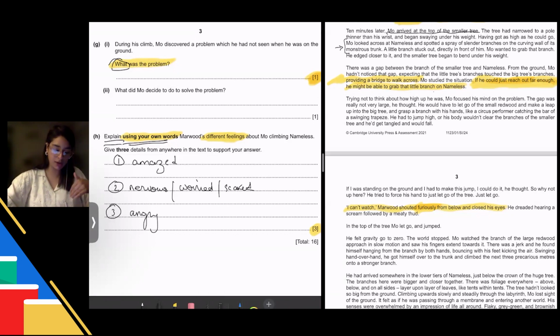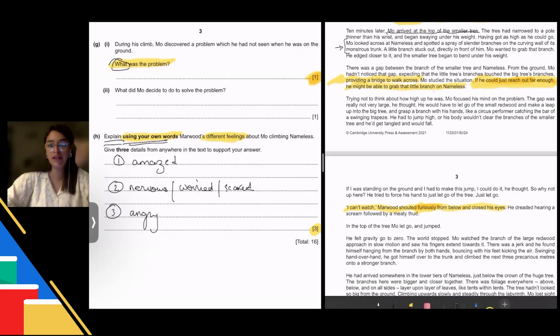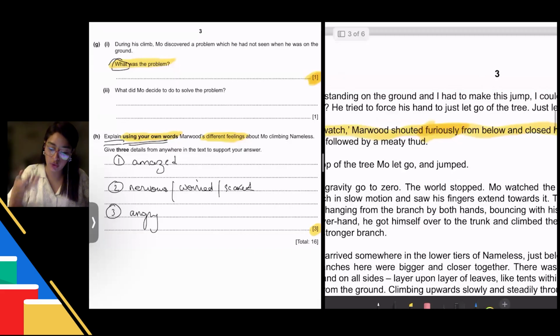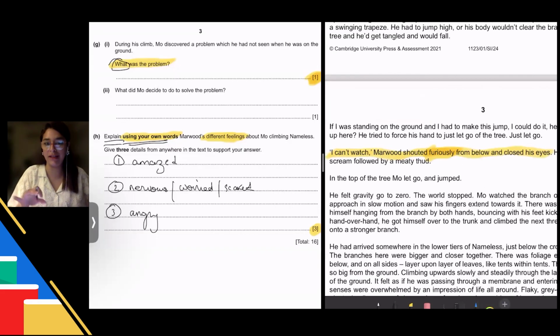So if you're given a 3 mark question highlighting the details about someone's feelings within the text, you have to basically talk about how these feelings are changing. So it starts off with something and towards the end it changes. There are more details that we can actually highlight. For example, the idea of how Marwood closes his eyes shows us that Marwood does not quite believe that this is possible. So, not very optimistic about it, very certain that this will go wrong.